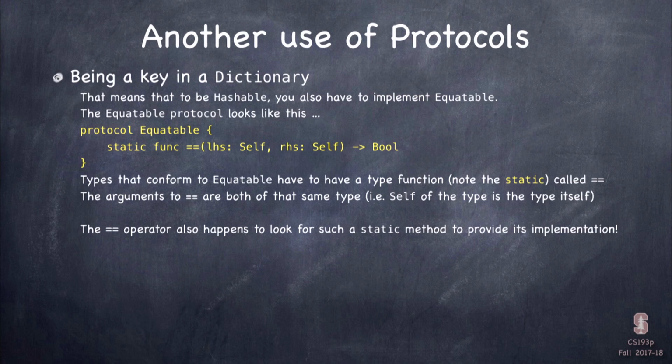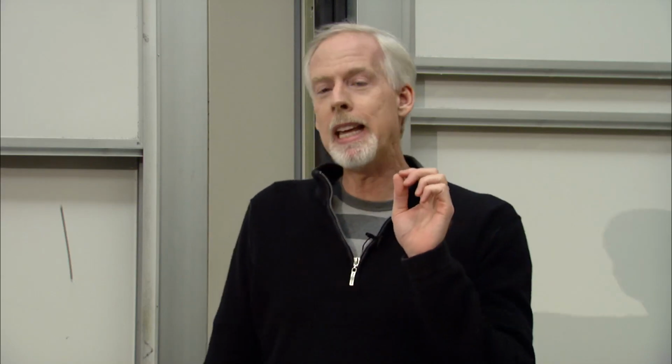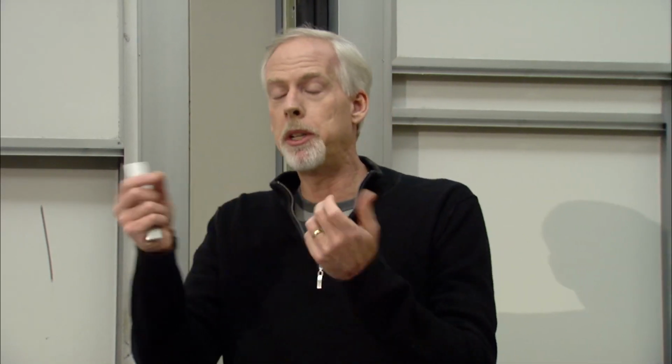Okay? Now, that's what we have to do to be hashable. But what's really cool is that the equals equals operator in Swift, when you say x equals equals y, is not actually built into Swift or anything. All that does is look for this method. So any class can do equals equals as long as it implements this protocol. This protocol is required to make hashable work, but it also makes the equals equals operator work. And we're going to see this in our concentration demo when I go to implement this.